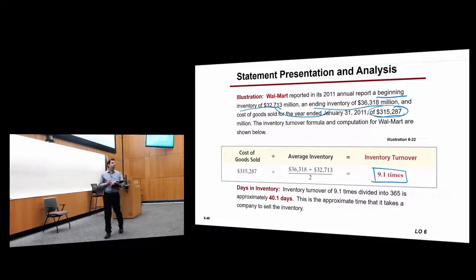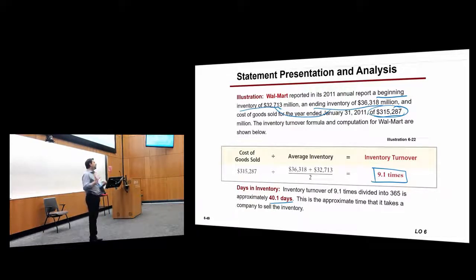Okay? If you look at it from a days in inventory perspective, you divide 365 by 9.1, and it tells you it's 40.1 days. So what does 40.1 days mean? It takes Walmart 40.1 days to sell their inventory completely. Any questions?